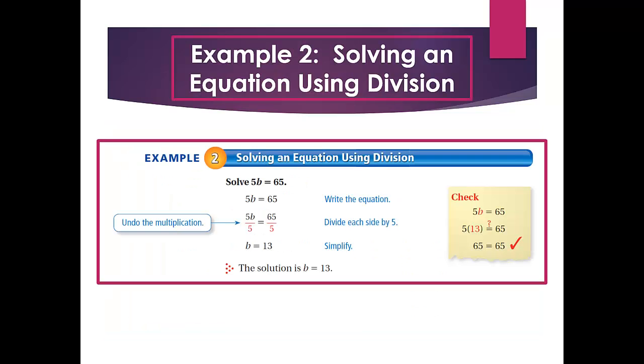For our second example, we're solving an equation using division. We're going to solve 5b equals 65. For 5b equals 65, we are multiplying 5 times b in the problem. The opposite of multiplication is division, so we'll divide each side by 5. 5 divided by 5 is 1, so we're just left with b on the left-hand side, and then 65 divided by 5 is 13. So b will equal 13. You can go back and check this, and you'll see that 5 times 13 equals 65.